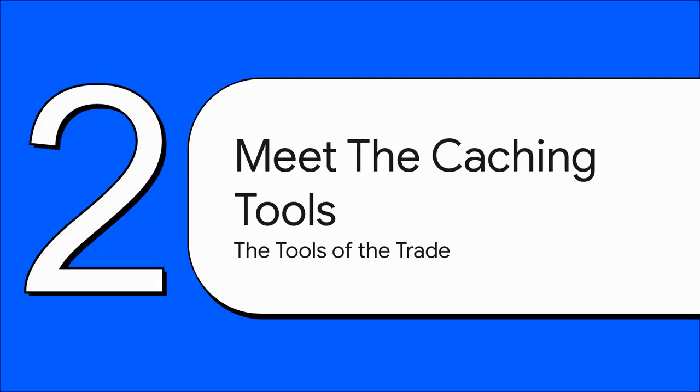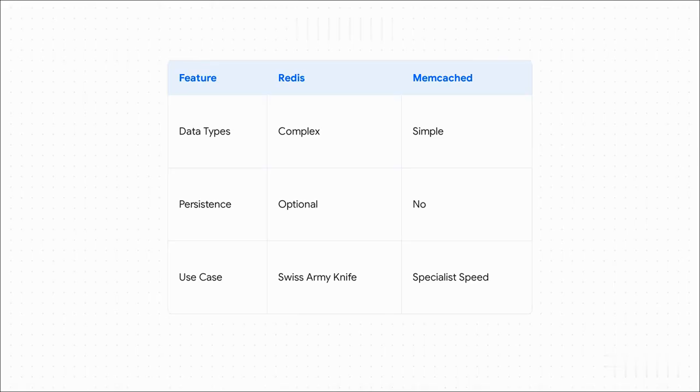All right, so we're all sold on the why of caching, right? But how do architects actually build these shortcuts? Well, that brings us to the tools of the trade. Now, the two biggest names in the game are Redis and Memcached. Memcached is the specialist. It's just brutally fast and simple, absolutely perfect for caching basic objects. Redis, on the other hand, is more of a Swiss Army knife. It can handle more complex data types and can even write data to a disk, which makes it great for things beyond just simple caching, like, say, leaderboards or real-time analytics.